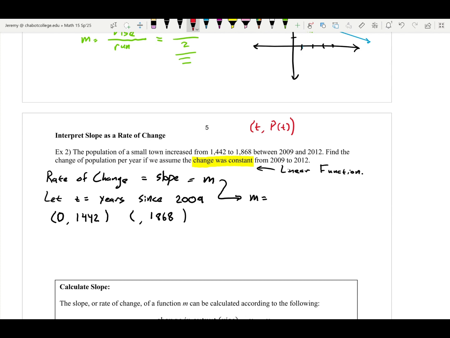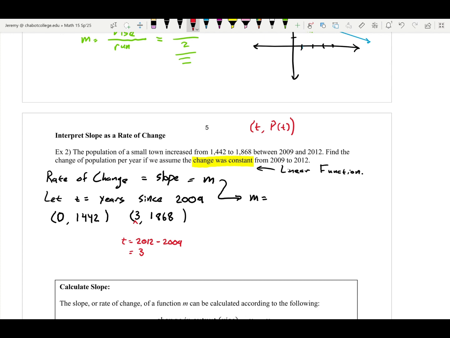But really what we did to find that t value is really just the difference between 2012 and 2009. Okay, so like initial minus final. And we just get 3 from that. So that's why up here we have 3 as our t-value. Okay, so now we're getting close to doing our slope.